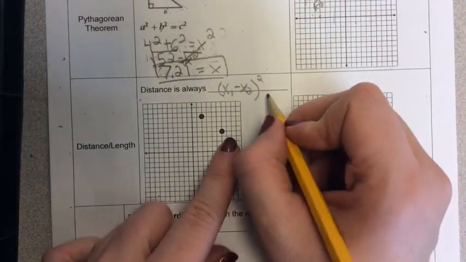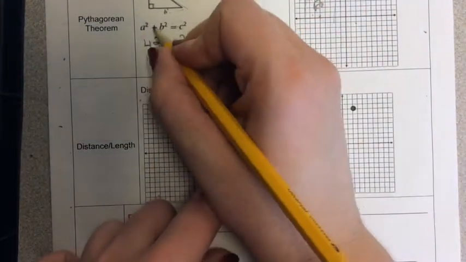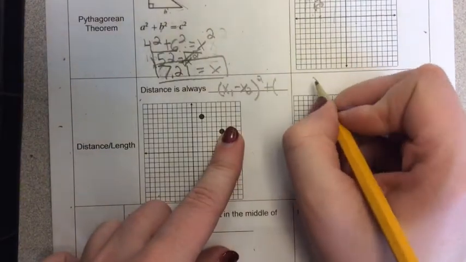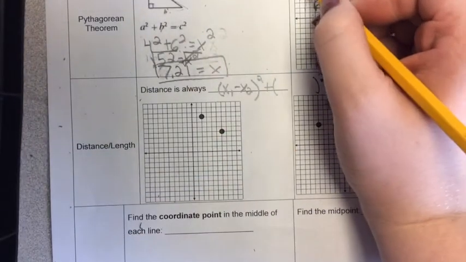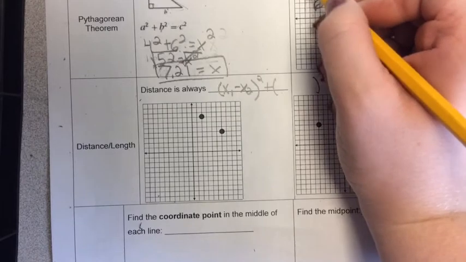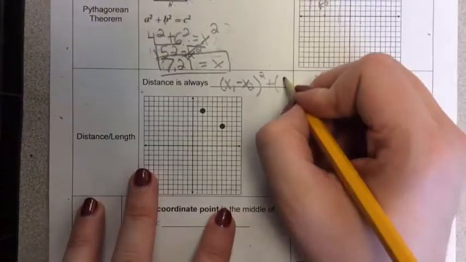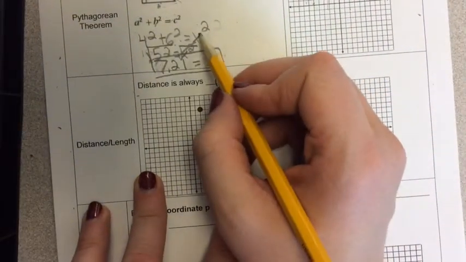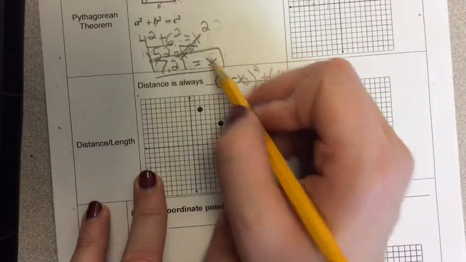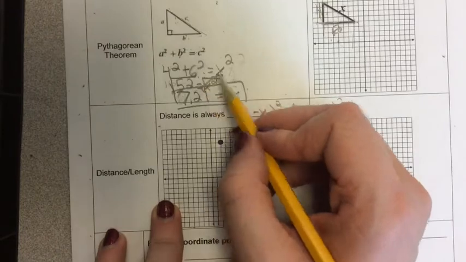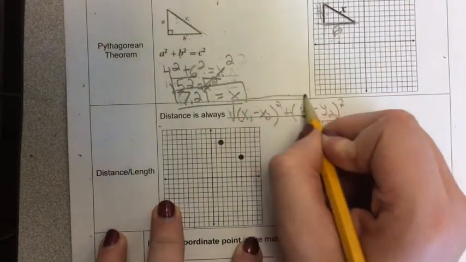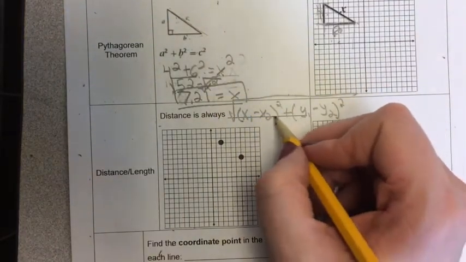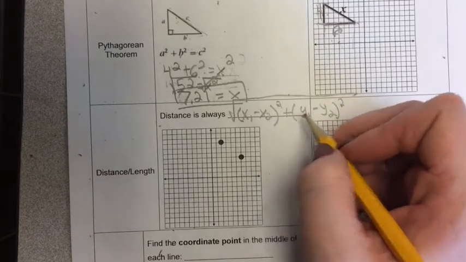Alright, so then there's that plus sign, and we're going to square something else. So we're going to square this other side, which is changing between our y values. So y1 minus y2. And remember, to get this letter, this c, or this x over here, we did the square root. So we're going to square root. So that's where you see this formula come into play.